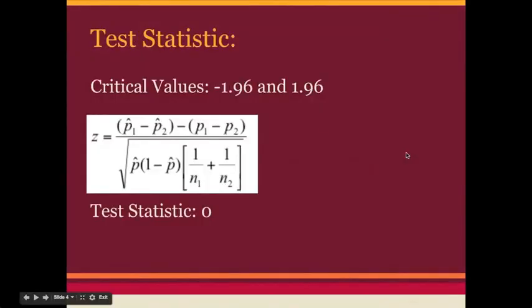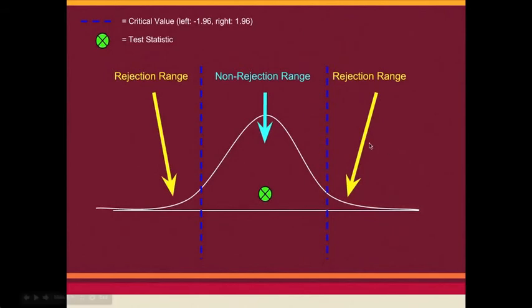There are two mathematical ideas we can use as evidence for or against our null hypothesis. First, finding a test statistic for the difference of two proportions using the shown formula can tell us whether or not to reject our null hypothesis. In this case, our critical values are negative 1.96 and positive 1.96, and our test statistic is 0. As shown in this graph, this test statistic falls in the non-rejection region. Therefore, we should not reject the null hypothesis.